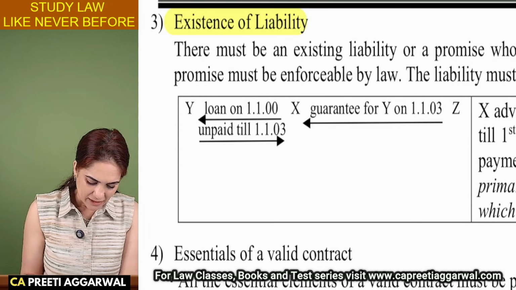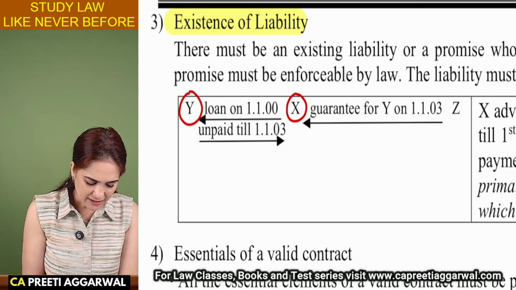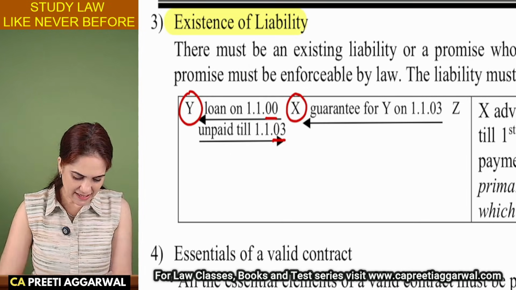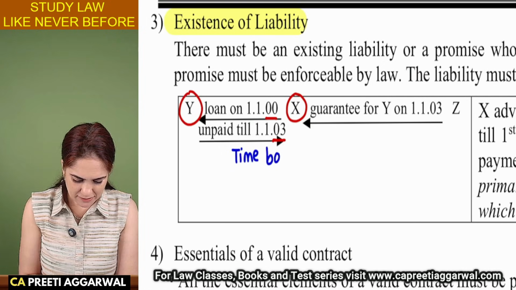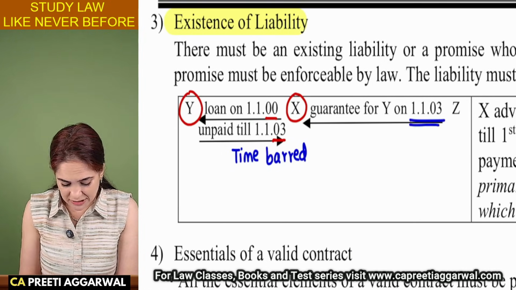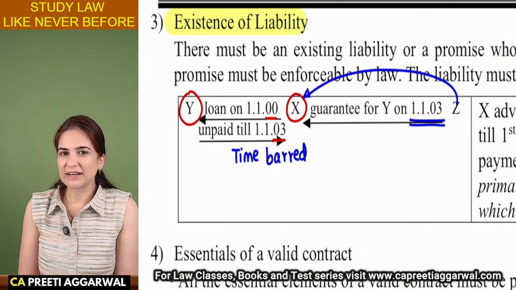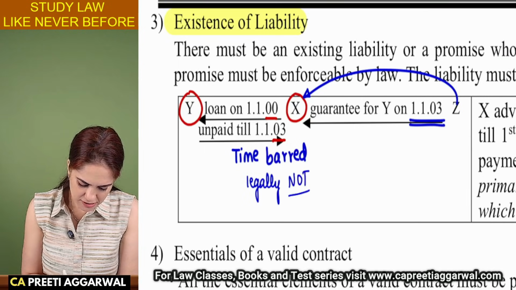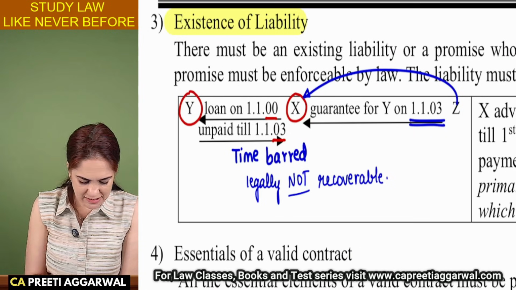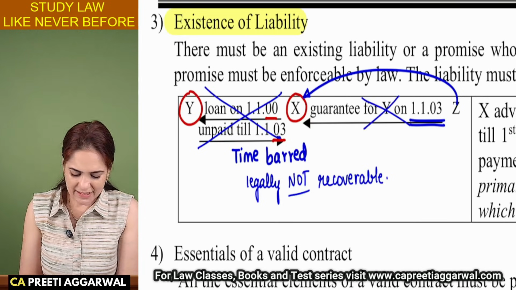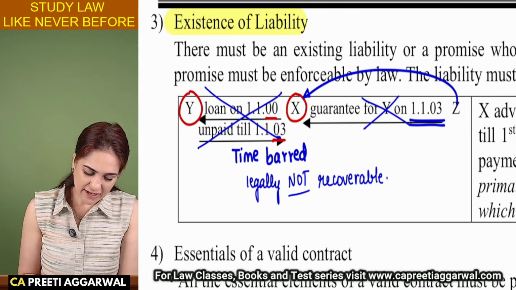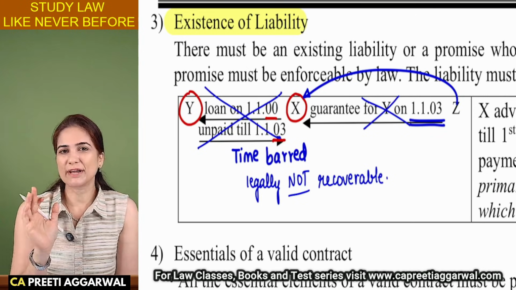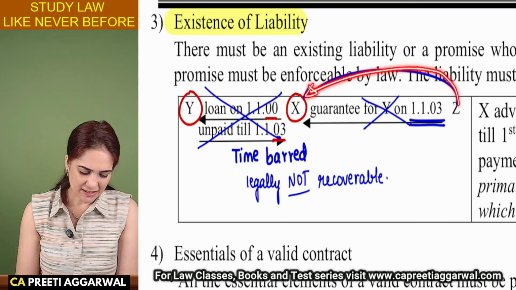Like, X gave a loan to Y in the year 2000. Y has not repaid the money until 2003. Can I say that this debt has become time barred? In 2003, Z is giving a guarantee. Is this guarantee valid? Law says no. This debt has already become time barred. It is legally not recoverable. When you cannot file a case, it is legally not recoverable. The guarantee is also not valid. You can give a guarantee only for a debt which is enforceable by law. It's no longer enforceable. So Z's guarantee is invalid.